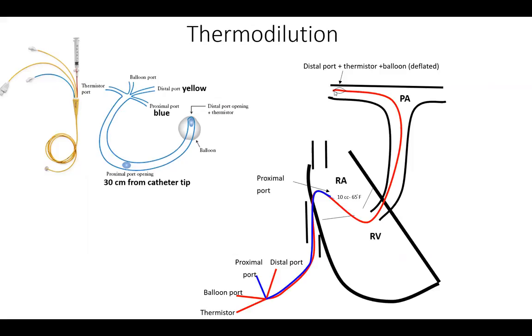Basically, the assumption is you inject 10 milliliters of cold saline, let's say 65 degree room temperature saline, and you'll see how the temperature changes. The body temperature is 97, 98. So it's very important to realize what assumptions are made. One, the assumption is that you're injecting 10 cc instantaneously, okay? So if you inject slowly, that will create errors in the equation, and I'll explain how.